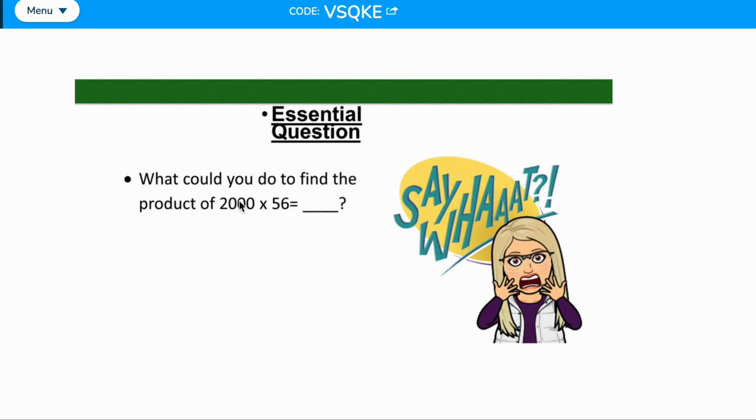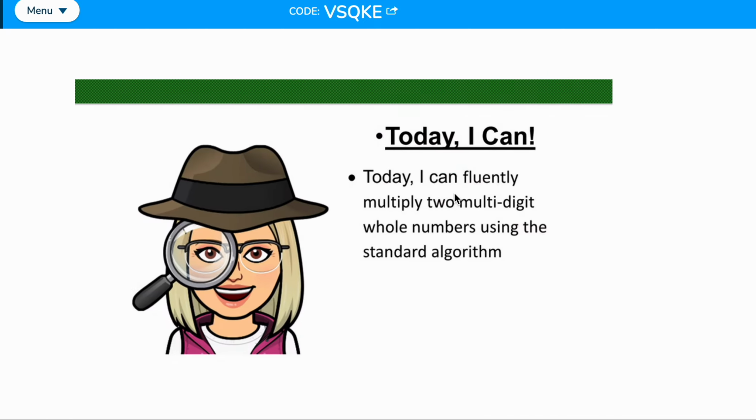So if I were to do 2,000 times 56, I know 56 doubled is 112 with 3 zeros behind it, which is really saying that I would get 112,000. Notice Mrs. MG did that in her head without even solving it here. So we got this, gang. So today, I can fluently multiply 2-digit whole numbers using the standard algorithm.